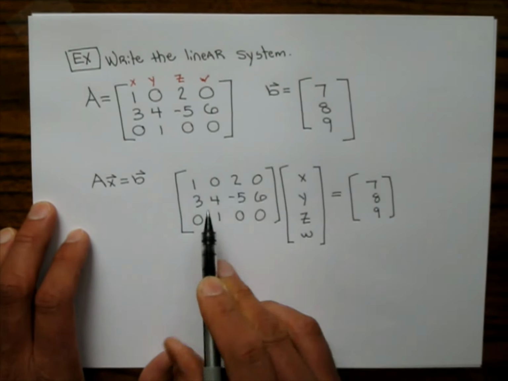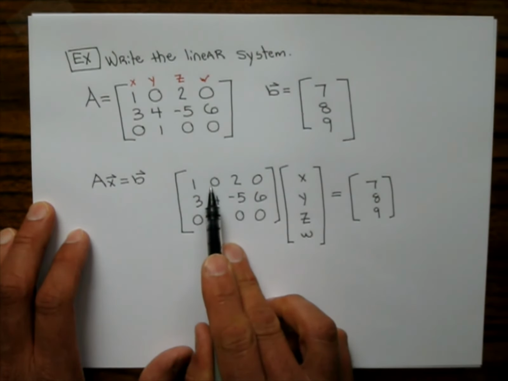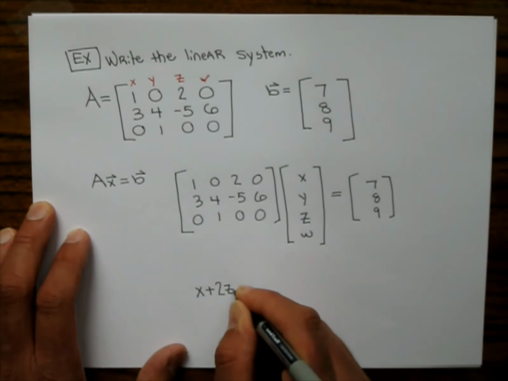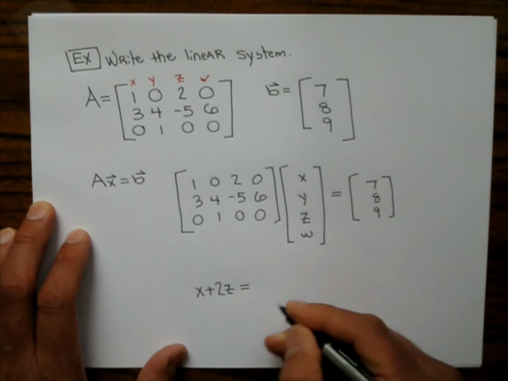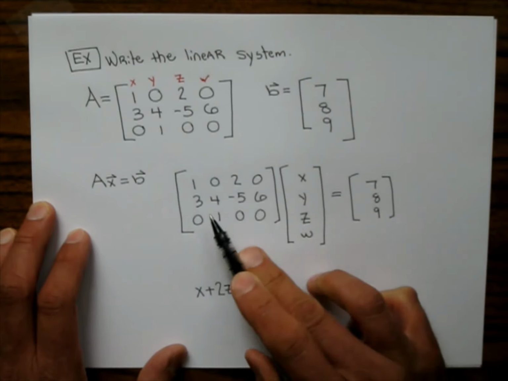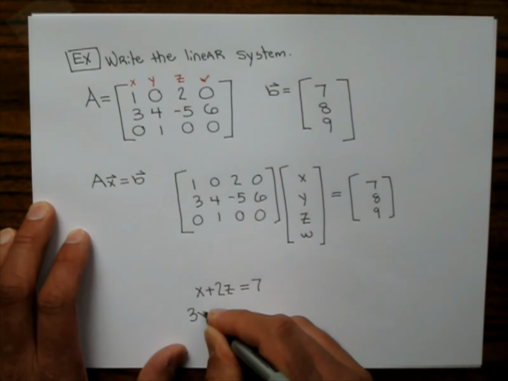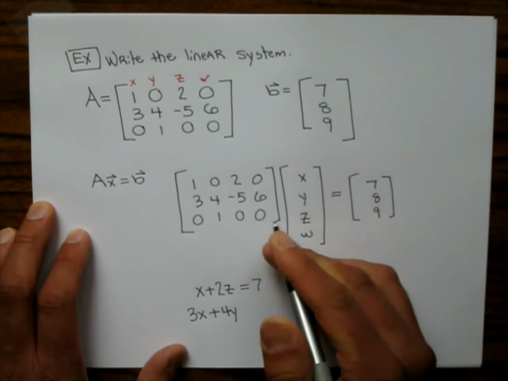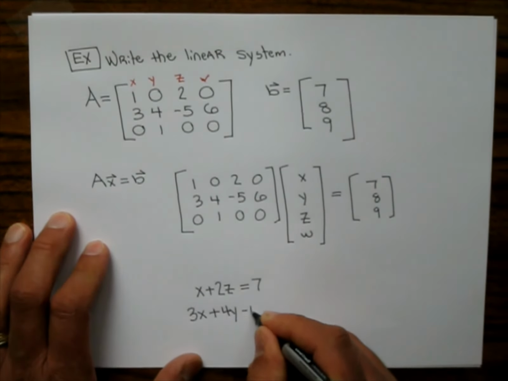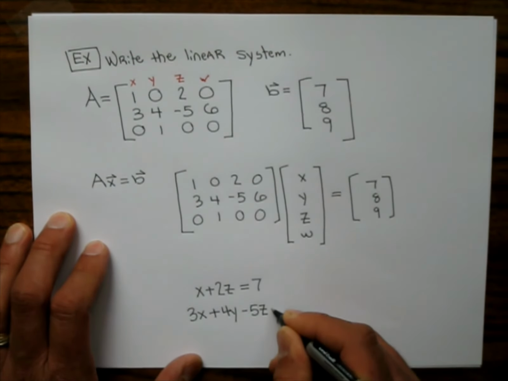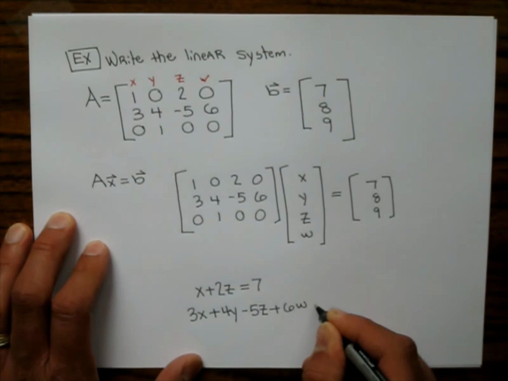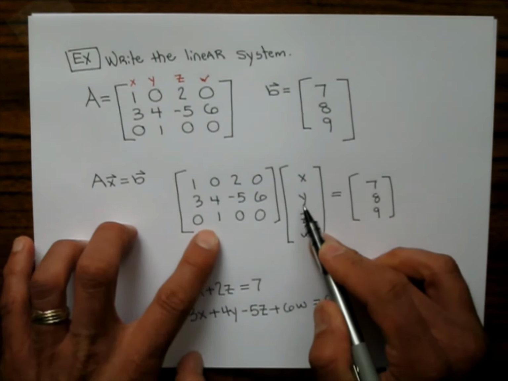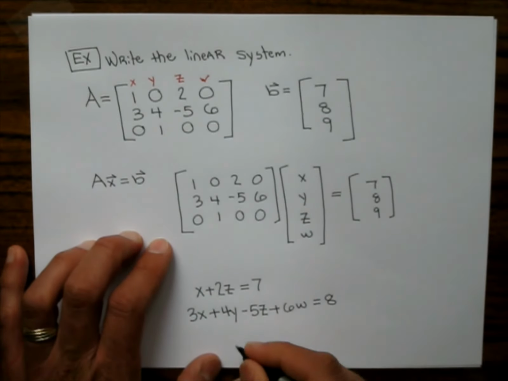So watch this, when you do matrix multiplication, the first part gives you an X plus a 2Z. So X plus 2Z equals what? It's going to equal the 7. The next one is 3X plus 4Y minus 5Z plus 6W equals 8. And the last one is, well, look at this. Everything's zeroed except Y. It's going to say Y equals 9.